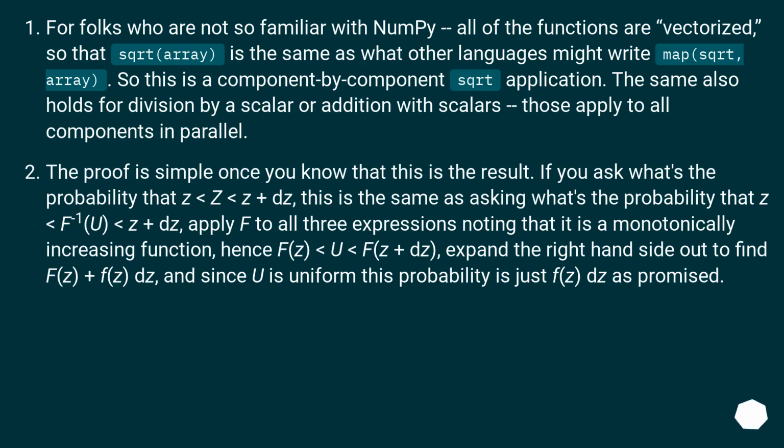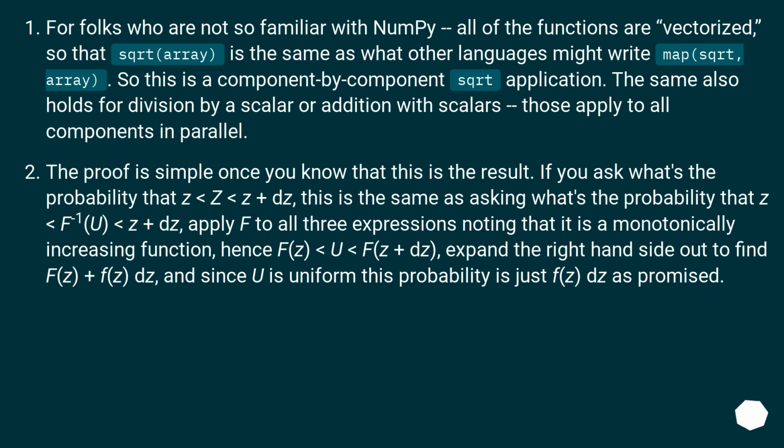For folks who are not so familiar with NumPy, all of the functions are vectorized, so that sqrt of an array is the same as what other languages might write as map sqrt over the array. So this is a component by component sqrt application. The same also holds for division by a scalar or addition with scalars. Those apply to all components in parallel.